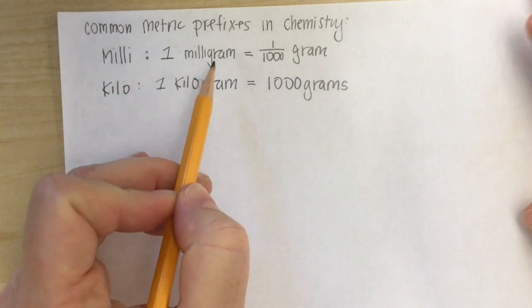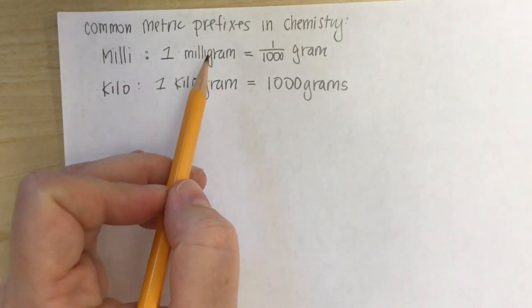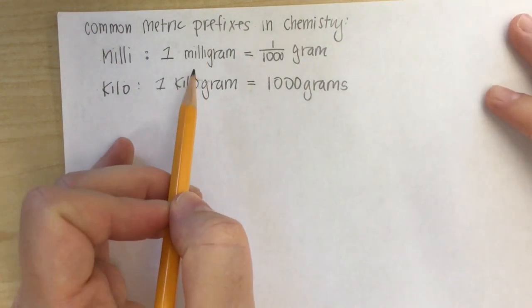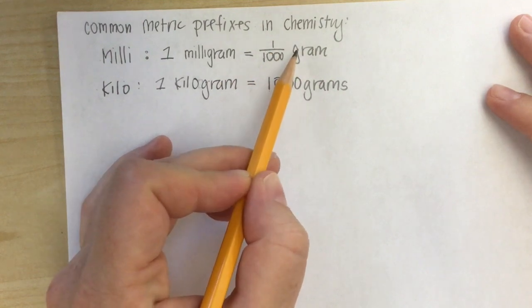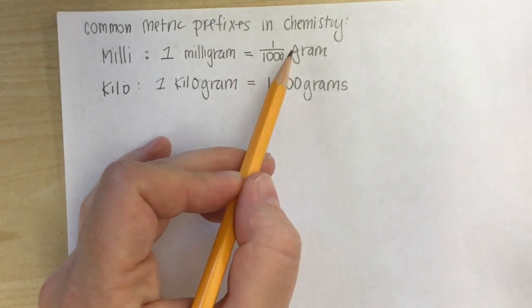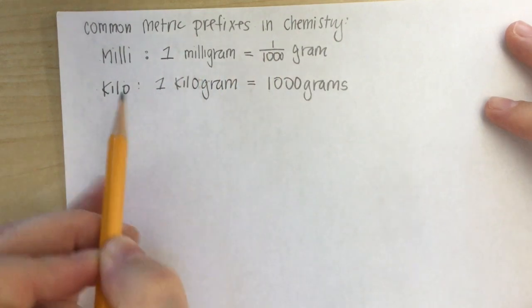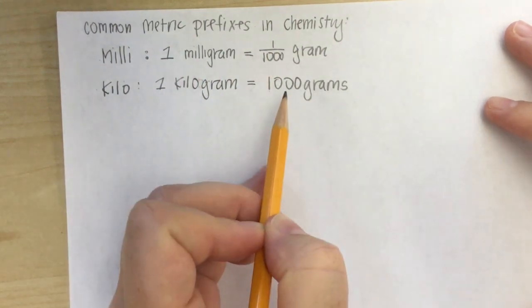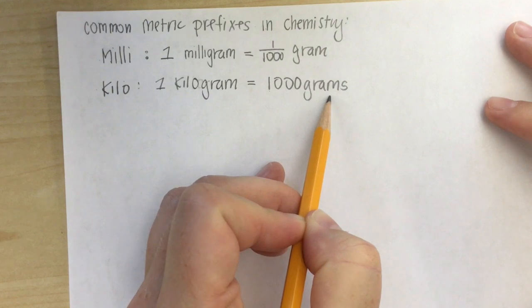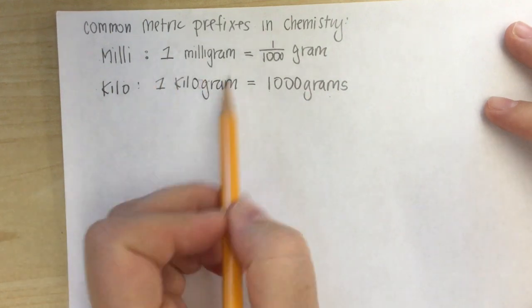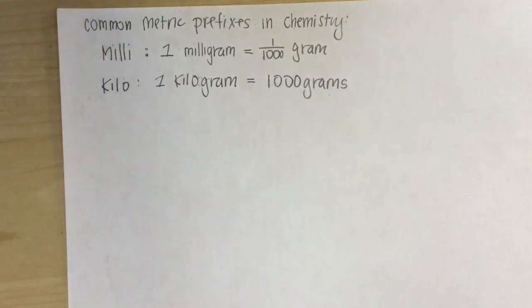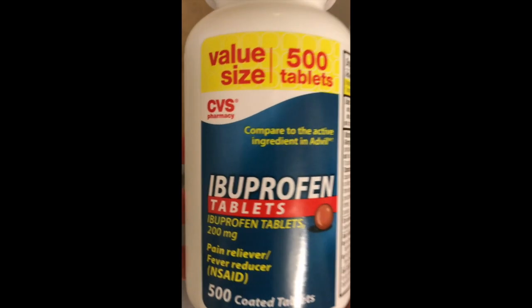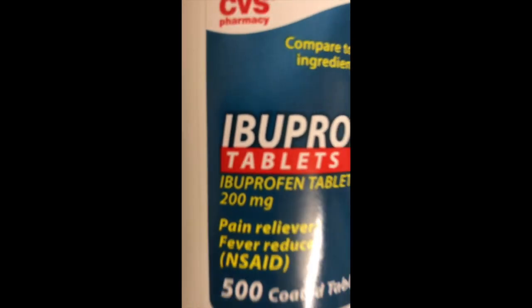1 milli, milligram, millimeter, milliliter, doesn't matter. 1 milli is equal to 1,000th of a gram or a liter or a meter. And kilo, 1 kilogram is equal to 1,000 grams. These are measurements that you've probably seen in common household items. One of those household items might be ibuprofen, where you can see here that it's 200 milligrams.